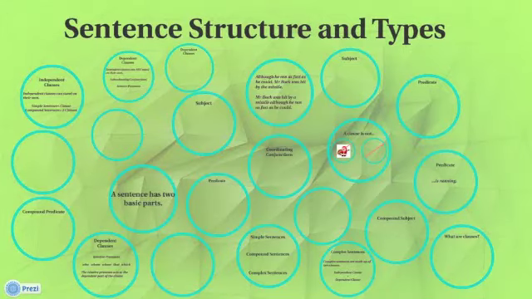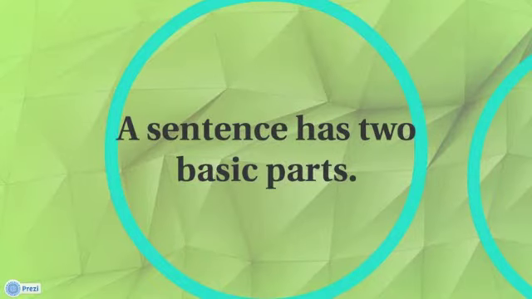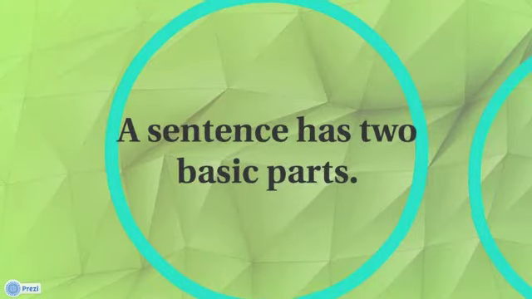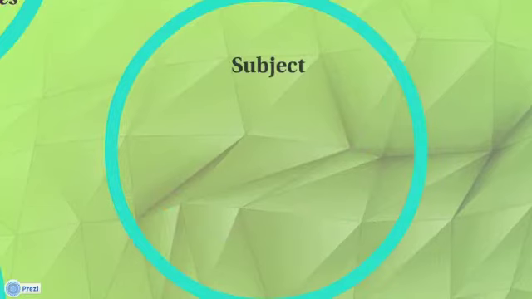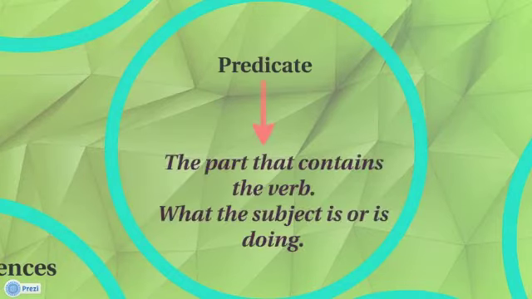Hello, today we're going to talk about sentence structure and types. You'll remember that a sentence has two basic parts. It has a subject, and the subject is made up of the noun part. It tells you who or what the sentence is about. A sentence also has a predicate, and the predicate is made up of the verb part. It's the part that contains the verb. And this tells you what the subject is or is doing.